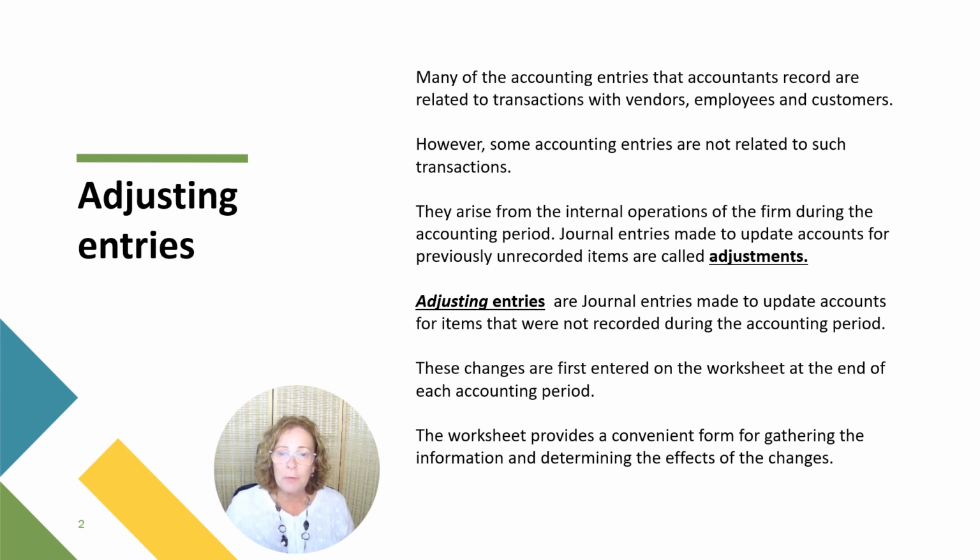Rather than immediately record adjusting entries in the general journal and post them to the general ledger, we enter them first into a schedule called the worksheet. The worksheet provides a very convenient way for the accountant to gather all the information in terms of the trial balance, the adjustments, and to determine the effect that it will have on the financial statements.